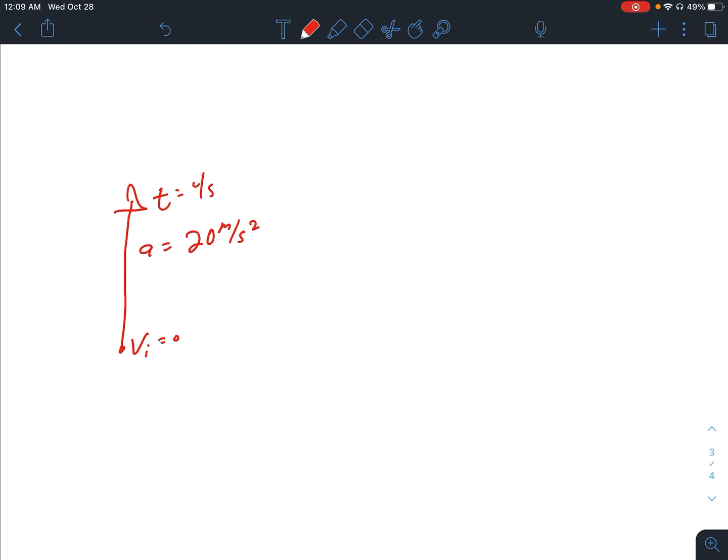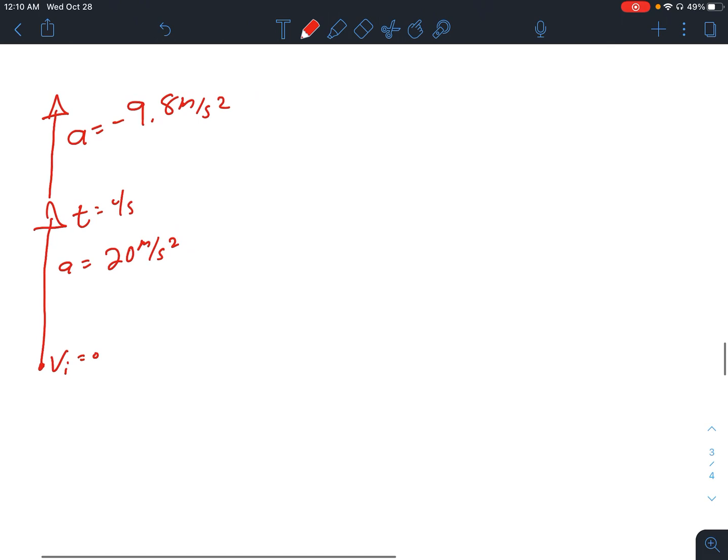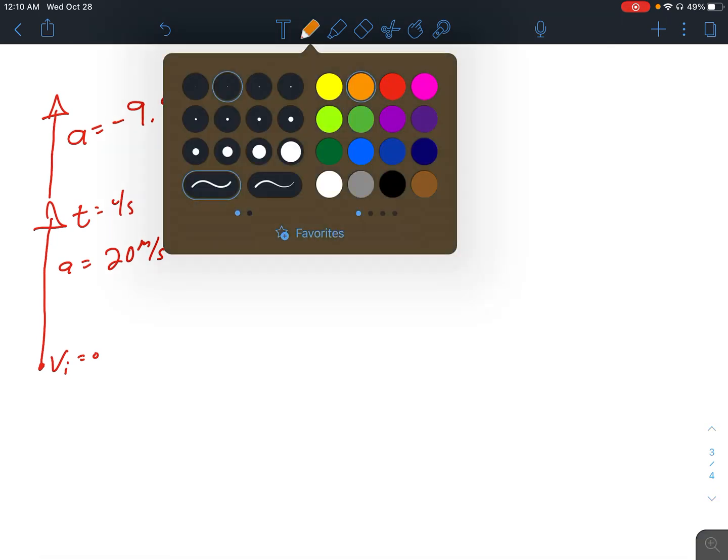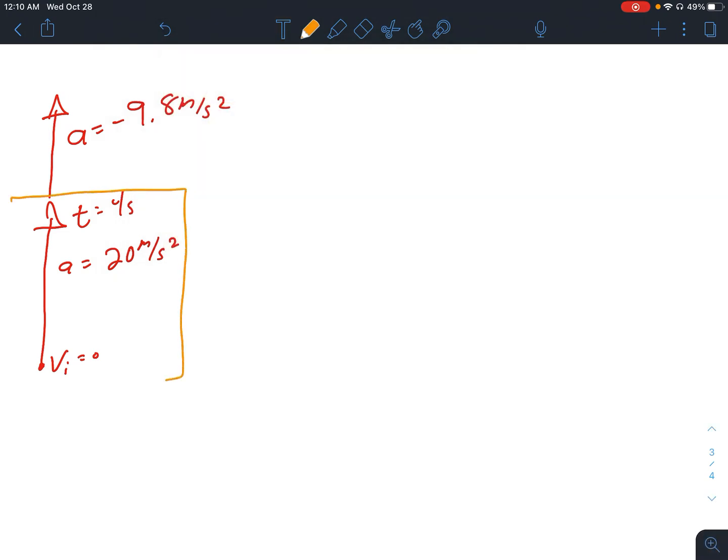So that second stage, the acceleration changes to downward. So that's where these two stages are, these two parts of the problem where acceleration is changing. So the first thing we could do, we have all of the information for that first part. We can kind of isolate this section here and find out how far we moved.